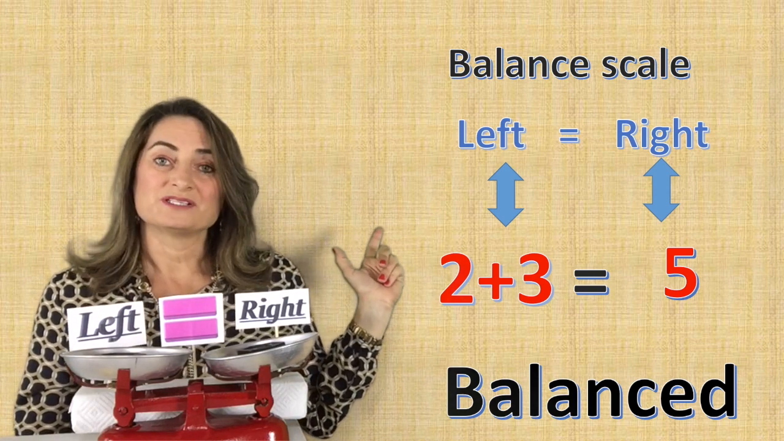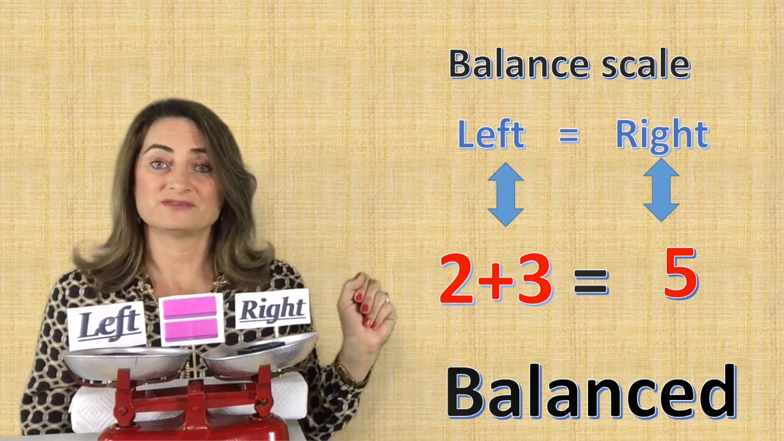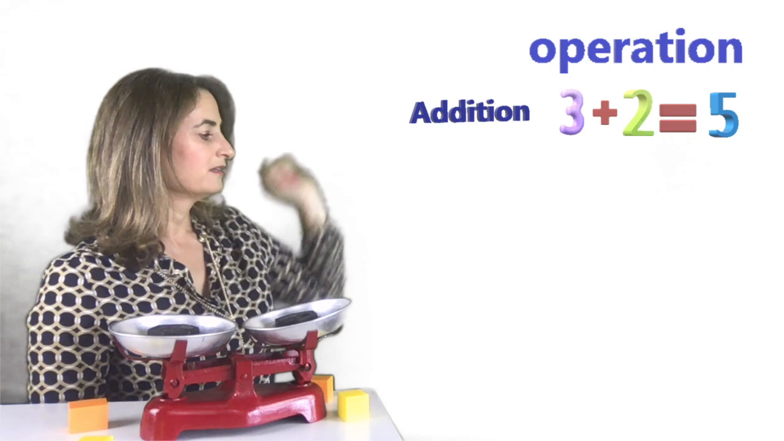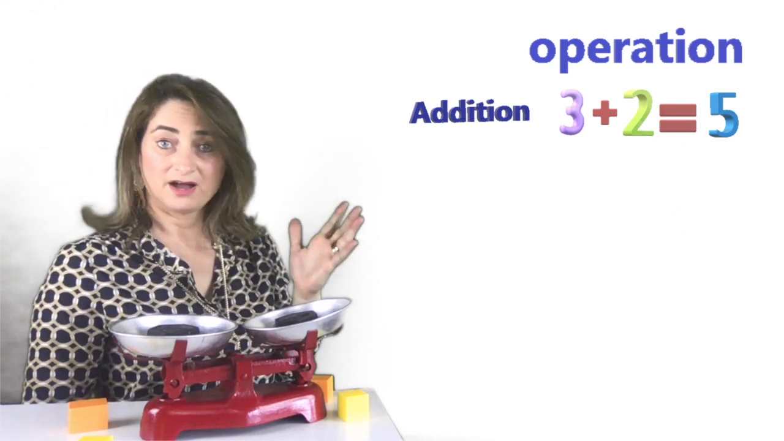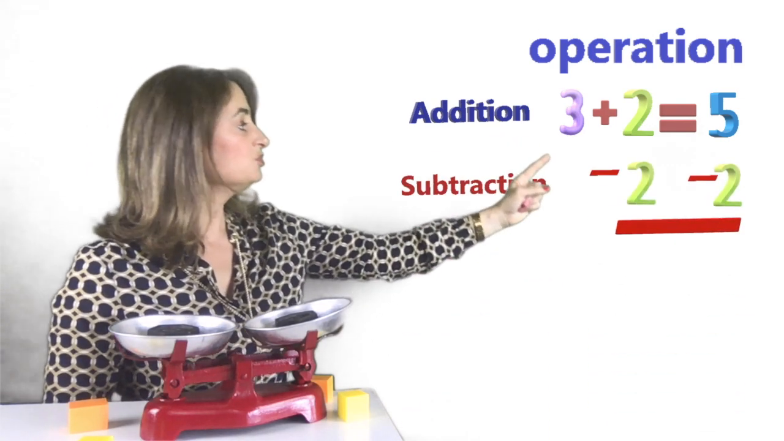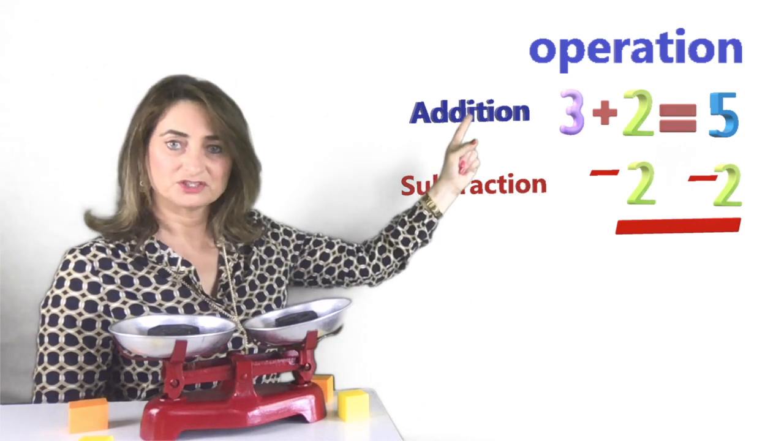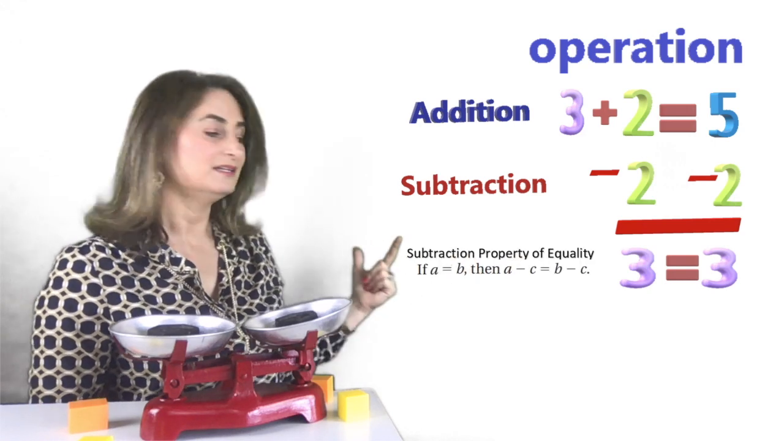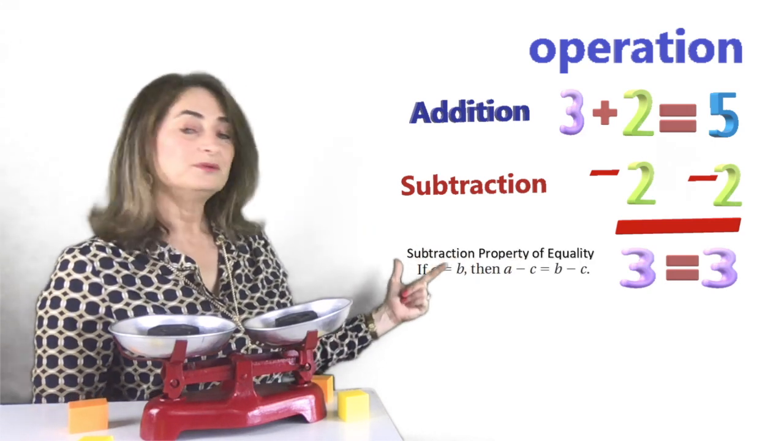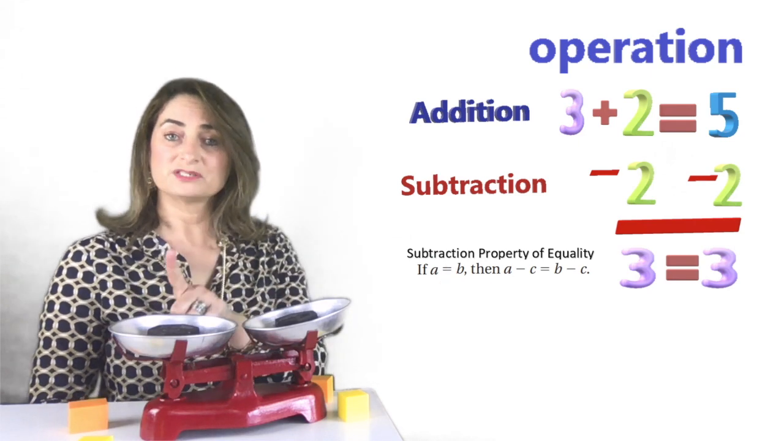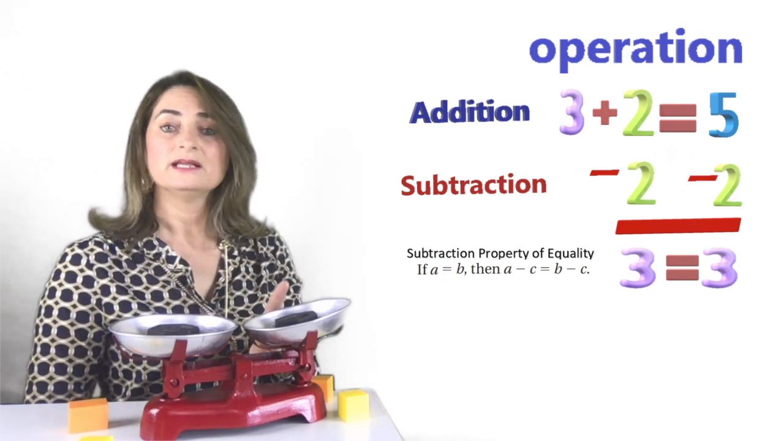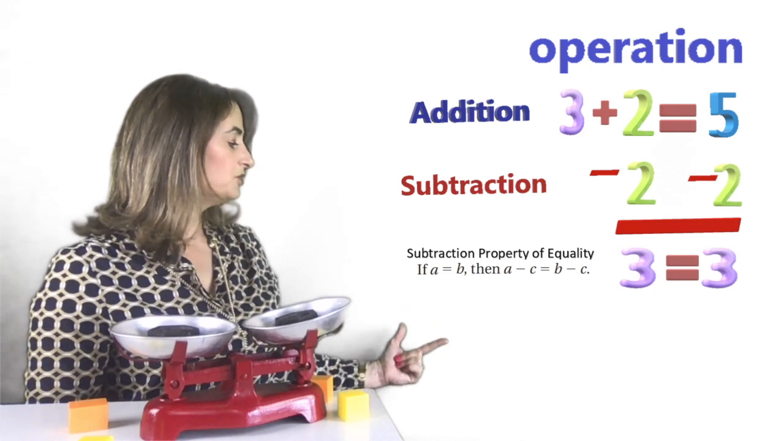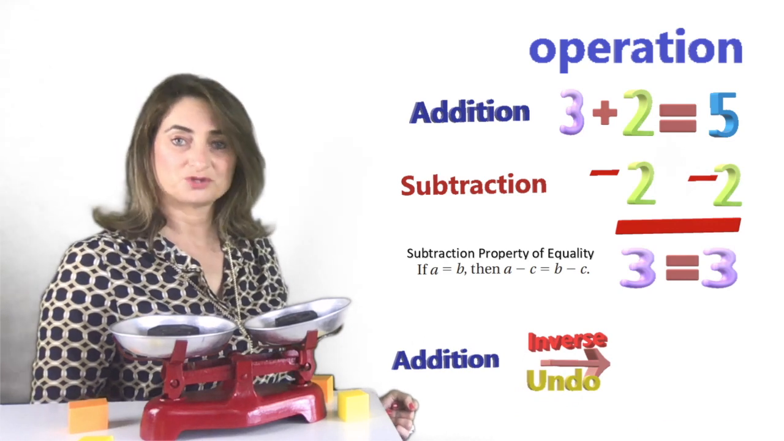Look at this equation. The left side is 2 plus 3 equal the right side, which is 5. It is in balance. The first operation is addition. 3 plus 2 equals 5. But if I subtract 2 from both sides, which is the inverse of addition, you end up with 3 equals 3. It is in balance. And that's the subtraction property of equality that states if you subtract something from one side of the equation and the other side of the equation, it stays equal.